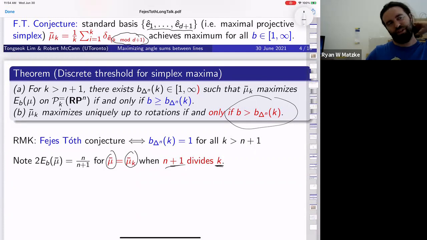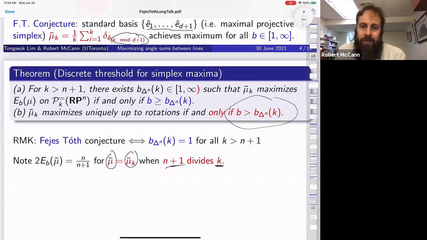I see. Do you have any idea, in the case where b might be less than 1, what the possible optimizers might be in those cases? We haven't thought about b less than 1, so. Okay.